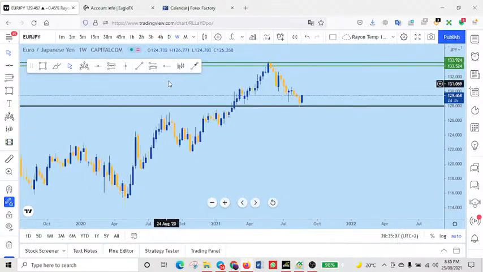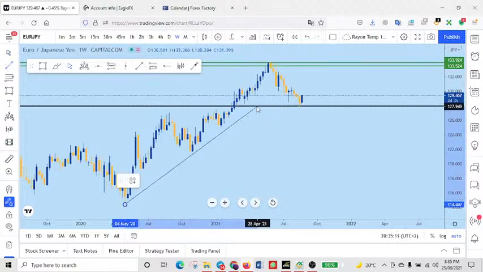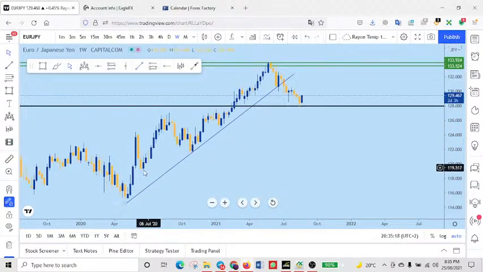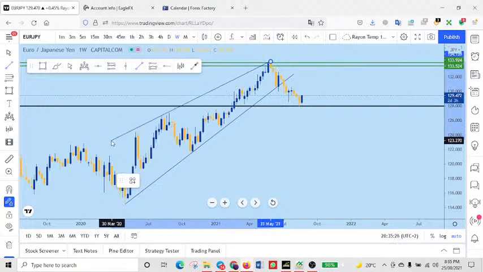So now let's do this, guys. Let's take our trend line. We pull it from here and take it up. This is our trend line, right? So this was a bullish trend. What happened when price broke it? Price started dropping, right? This was a bullish trend.